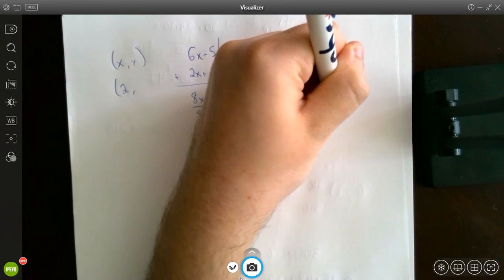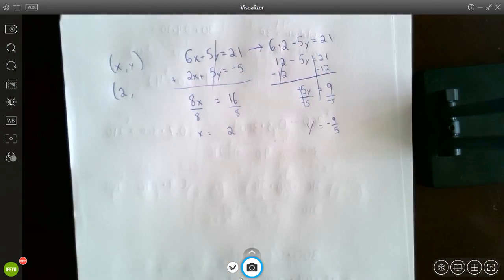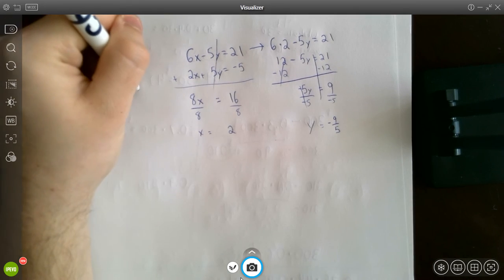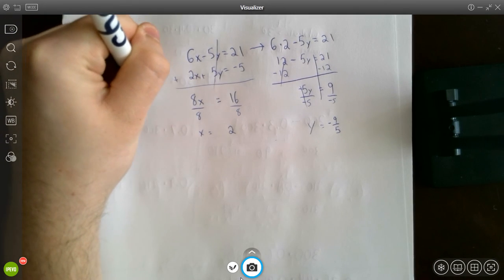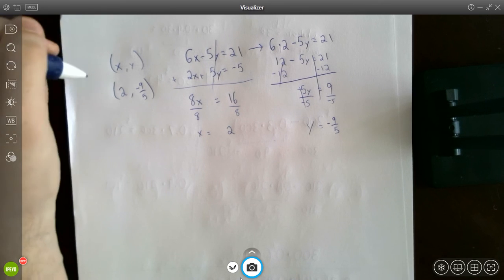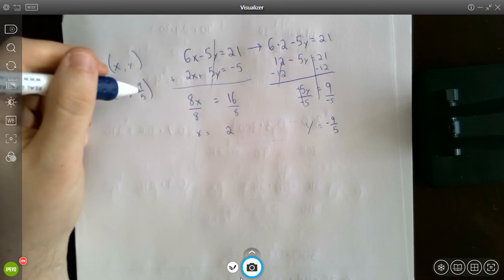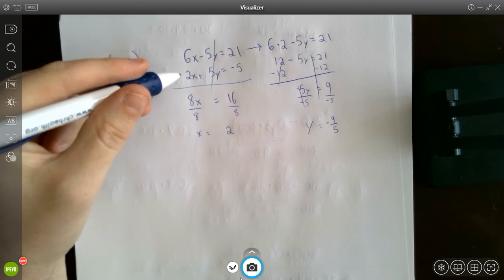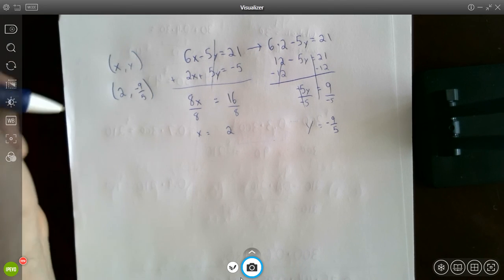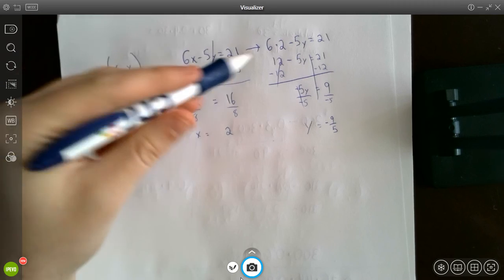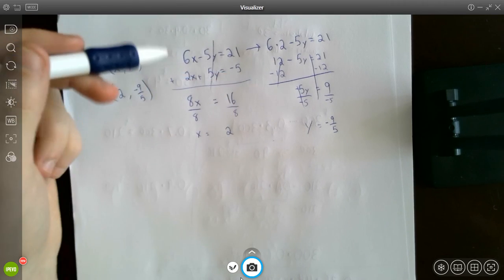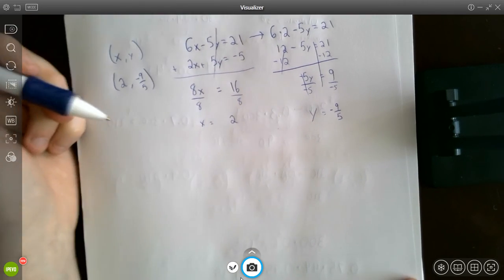I'm perfectly fine with you leaving it as an improper fraction when we get to questions like this. So negative 9 fifths. And this right here would be the solution to our system of equations. If we substitute our 2 and our negative 9 fifths into this other equation, we know that it works for the first one because we actually solved for y. But let's test it out with the second equation and see if it works.